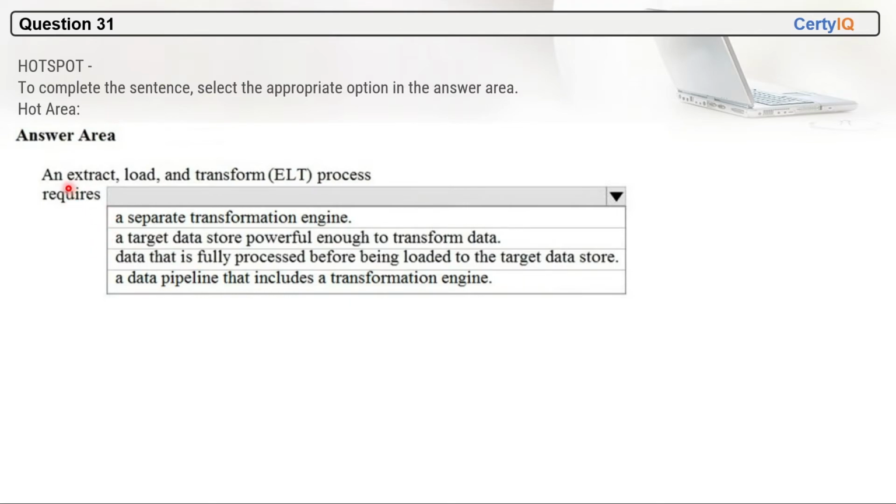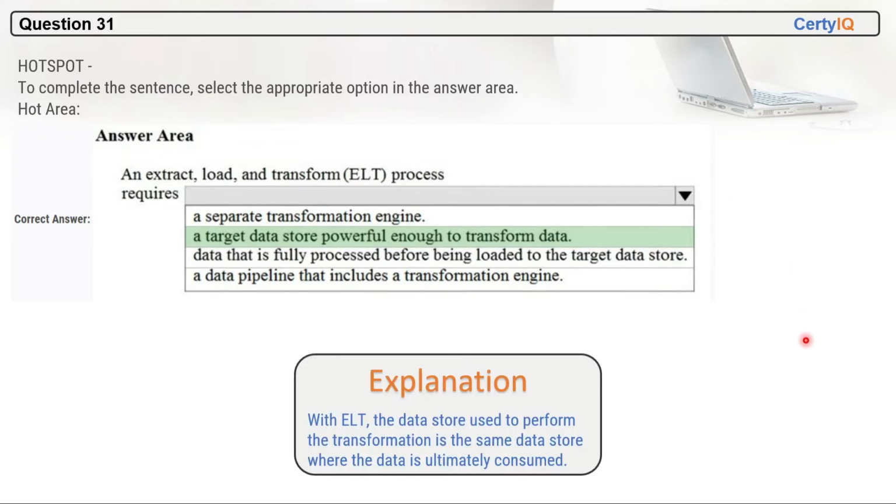So for this, an extract, load, and transform process requires, B is the correct answer here, a target data store powerful enough to transform the data. Because in ELT we first extract the data and load the data into data warehouse, then we do the transformation in the data warehouse itself, because our data warehouse is powerful enough to do the transformation or processing of data. Hence this is correct. This is ELT process. The data store used to perform the transformation is the same data store where data is ultimately consumed. Means data warehouse they are talking about.